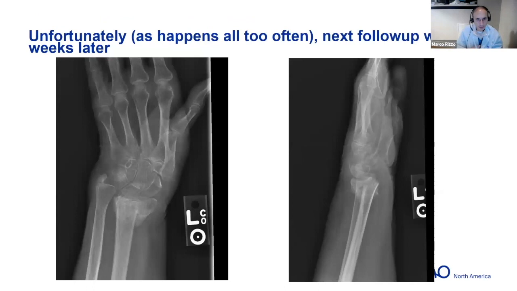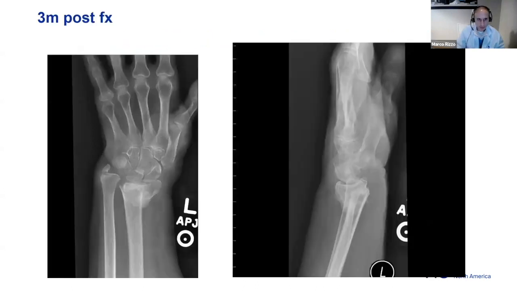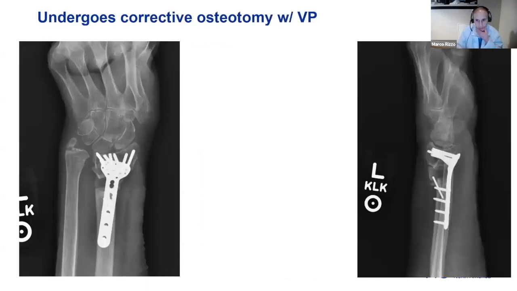They'll see them back a month later or 6 weeks later, and she's lost her reduction with substantial ulnar shortening. They continued with non-operative treatment, and ultimately at 3 months post-fracture, she was left with this. And unfortunately, she complained of a good amount of ulnar-sided wrist pain and pain in general at the wrist. And they ultimately did perform this distraction volar correction osteotomy with iliac crest bone grafting.